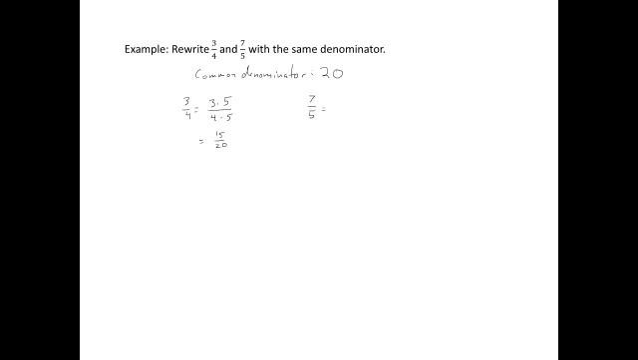Do the same process with 7/5. We want the denominator to be 20. 5 times what is 20? 5 times 4 is 20. So we multiply top and bottom by 4. And now we've written both fractions with this common denominator.